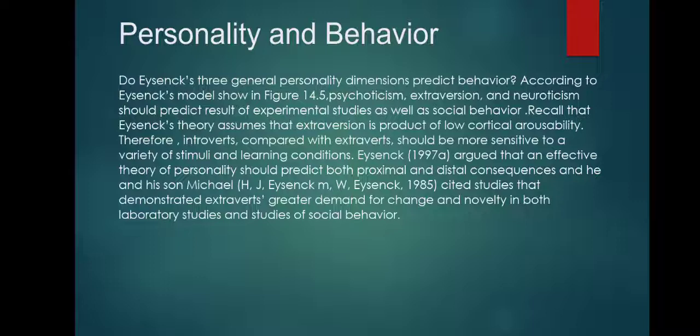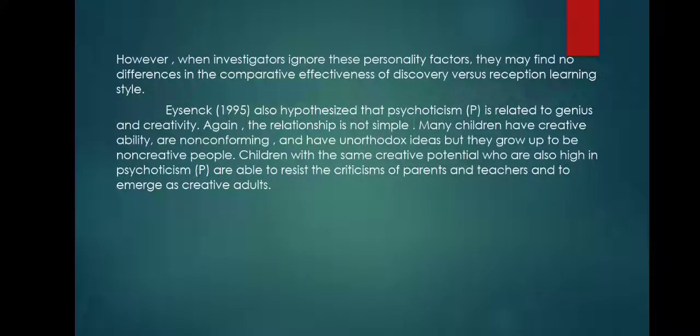argued that an effective theory of personality should predict both proximal and distal consequences, and he and his son Michael, H.J. Eysenck and M.W. Eysenck 1985, cite studies that demonstrate extraversion, greater demand for change and novelty, in both laboratory studies and studies of social behavior. However, when investigators ignore these personality factors, they may find no difference in comparative effectiveness of discovery versus reception learning style. Eysenck 1995 also hypothesized that psychoticism is related to genius and creativity.